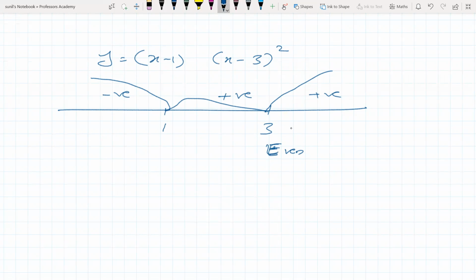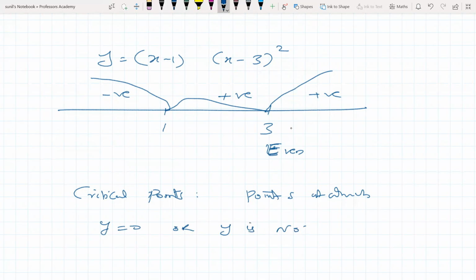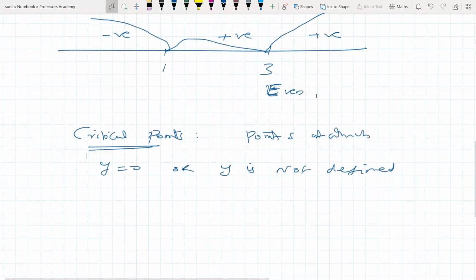The points at which y becomes 0 are called the critical points. Points at which y equals 0, or we can say y is not defined. Not defined means the denominator becomes 0. These are the critical points.